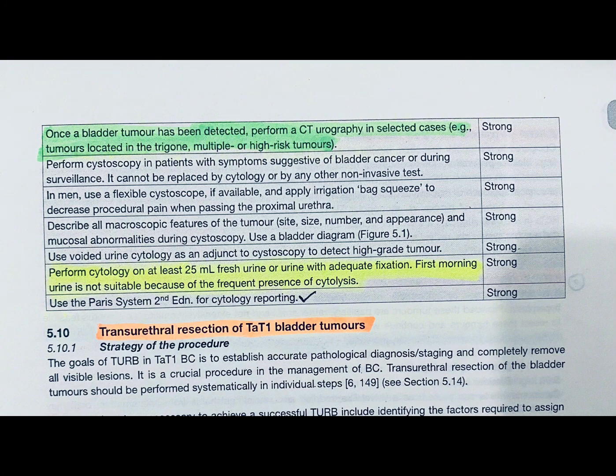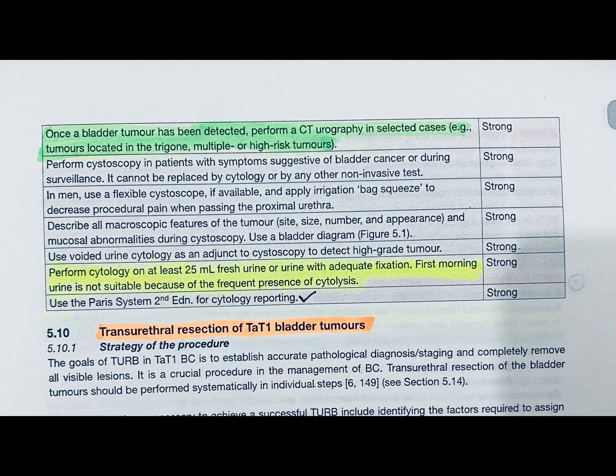Otherwise, if there is a small tumor and very small growth, there is no need to go for CT scan before going to other investigations, because you know that 80% of tumors are non-muscle invasive. If the tumor on ultrasound is bulky, multiple, involving the trigone, then you can go for CT.